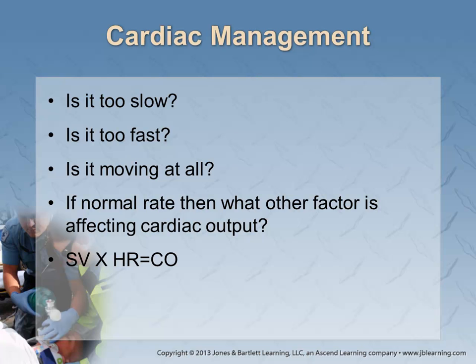And so when we think about that, we not only think about the electrical aspect, but we're also thinking, is the heart muscle pumping too slow? Is the heart muscle pumping too fast? Is the heart muscle moving at all? If all those are normal, then what other factors are affecting cardiac output? You remember your formula for cardiac output? Stroke volume times heart rate equals cardiac output. Every one of your strips, every one of your dysrhythmias is going to affect some aspect of this formula.